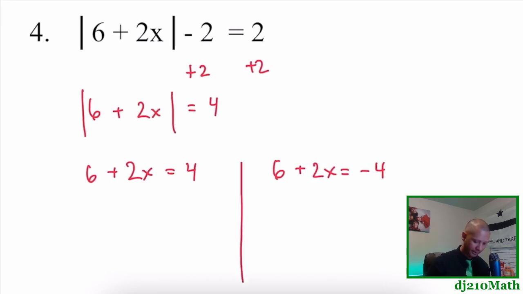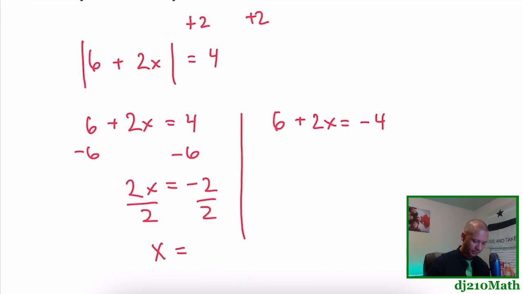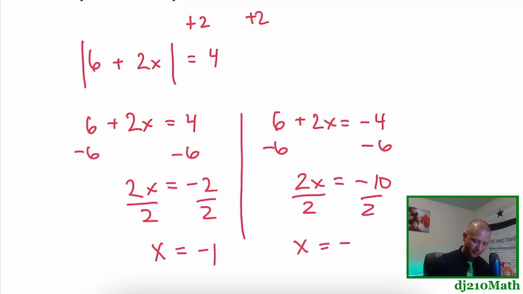Okay. The left-hand side, we're going to subtract 6. So 2x is equal to negative 2. Dividing both sides by 2, we see that x is equal to negative 1. Right-hand side, subtracting 6 from both sides, because we want to isolate x. 2x is equal to, they're both negative, negative 4 minus 6, so you add, in this case 10. But the negative sign remains. Divide both sides by 2, and x is equal to negative 5.